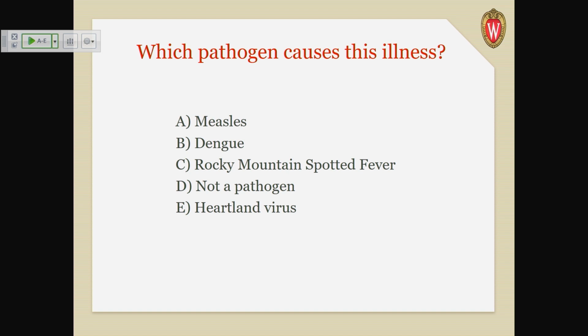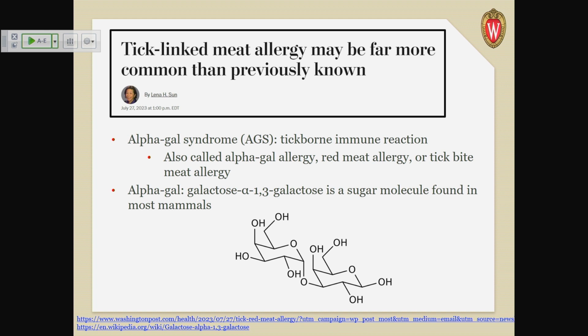You are right, sir. This is alpha-gal syndrome. It's a tick-borne immune reaction, and it's becoming increasingly more well known. It goes by a lot of different names: alpha-gal allergy, red meat allergy, or tick bite meat allergy. And it's called alpha-gal because that's a shortened version of galactose, alpha-1,3 galactose, which I really loved organic chemistry, so I had to throw up the structure of it there.